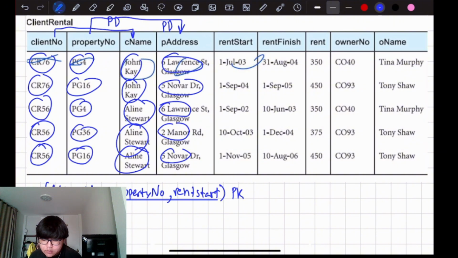And in when start, if we know when start, we don't know when finish. We don't know PS date, we don't know C name, we don't know property, we don't know silent no. If we know the start, we don't know owner no, we cannot know owner name too. So in when start, we don't have a partial dependent.